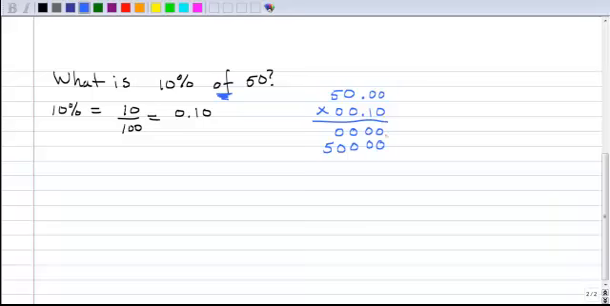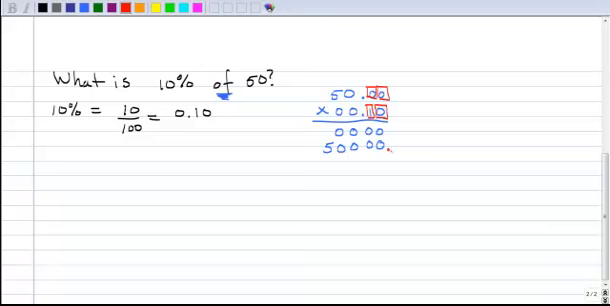Now we've got all these decimals. How do we put a decimal into our answer here? We look at all of the numbers to the right of the decimal. So what we have is this 0, 1, this 0 here is 2, this 1 is 3, and this 0 here would be 4.